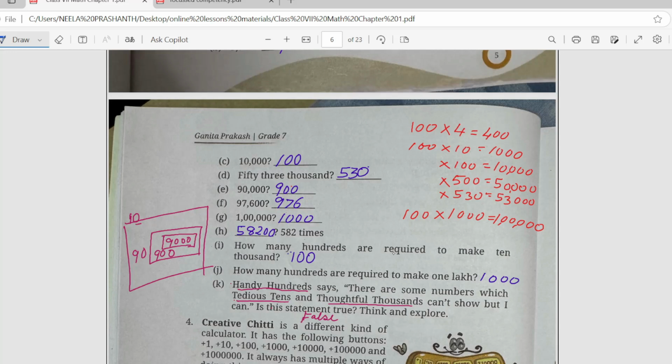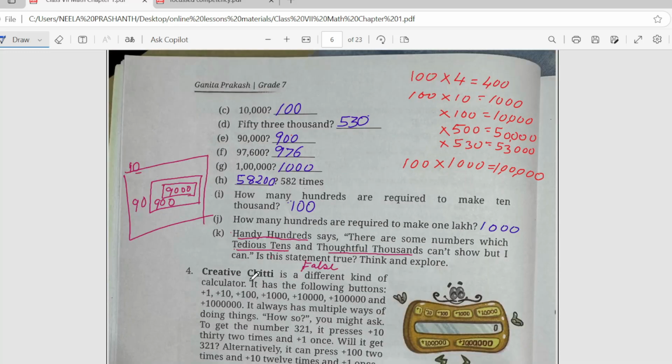Now, how many hundreds are required to make 10,000? To make 10,000, you need 100 clicks of this calculator. How many hundreds are required to make 1 lakh? 1,000. In other words, you can understand it in this way. Hundreds means it has 2 zeros, and 1 lakh has 5 zeros. So with 2 zeros, we need a number which has 3 zeros, totally 5 zeros. So it is 1,000.